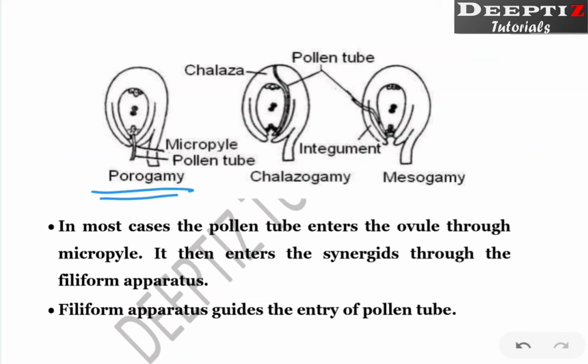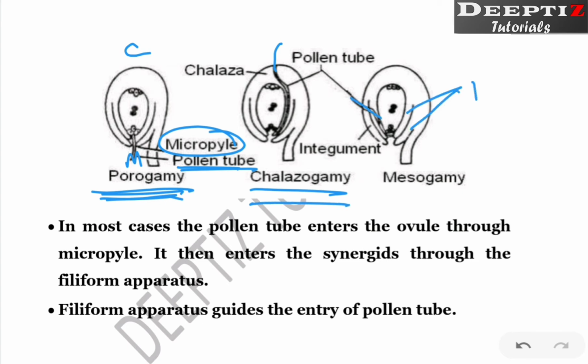In porogamy what happens? See, you can see this is the pollen tube, right? Now this pollen tube enters through the micropyle region. We know this is the chalaza and this is the micropylar region. If the pollen tube enters into the embryo sac through the micropyle, we call it as porogamy. If the pollen tube enters through the chalaza, we call it as chalazogamy. If it enters through the integuments, we know these are the integuments, right? These are the integuments, outer covering of the embryo sac. We call it as mesogamy.